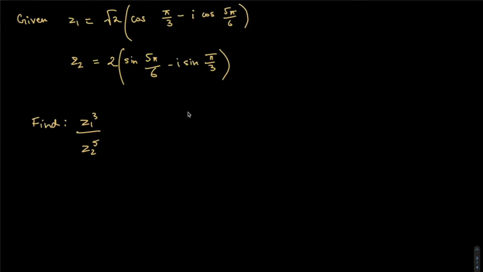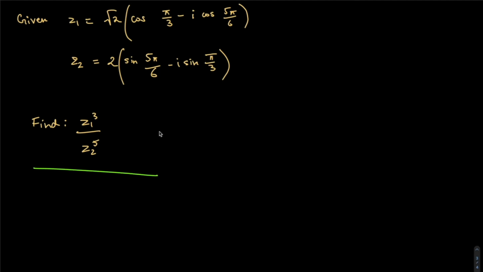All right, so in this question, we're given two complex numbers in polar forms, and we're asked to find z1 raised to the power 3, upon z2 raised to the power 5. Okay, so let's break it up first. Let's find z1 raised to the power 3, so z1 cubed, basically, right?